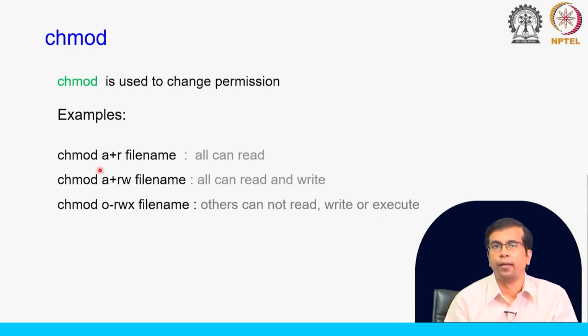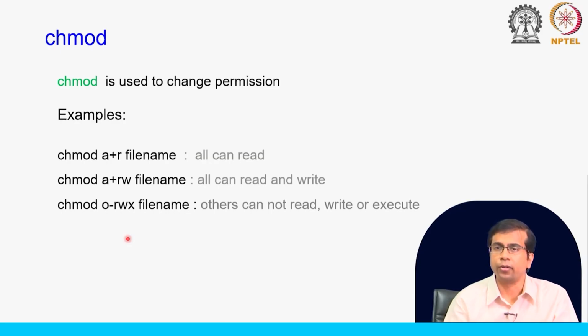And then the third example, you have chmod o minus rwx filename. So, others cannot read, write or execute. You are taking away permission. This is how the notation will look if you are using chmod.